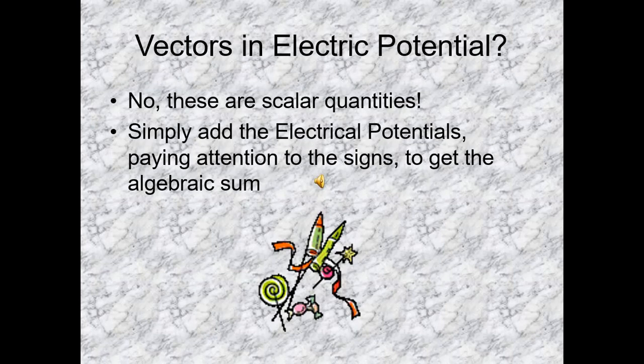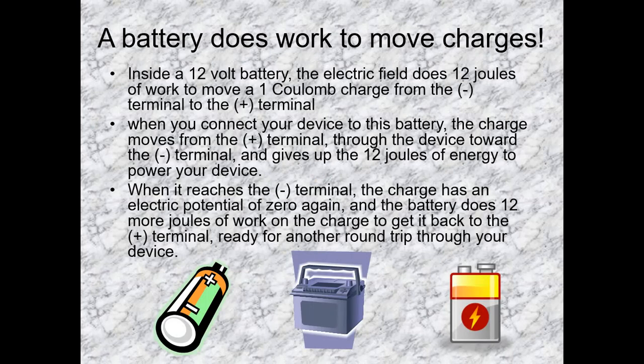Now, is electric potential a vector quantity? No, it is a scalar quantity. Simply add the electric potentials, paying attention to the sign, to get the algebraic sum. These are scalar quantities, not vector quantities.